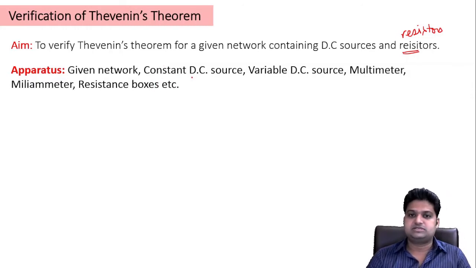You will need a constant DC source, a source that will give you a constant direct current. Okay, and also you will need a variable direct current source for part 2, and then a multimeter. Then a milliammeter, resistance box. All right, and if something else, something more, etc.